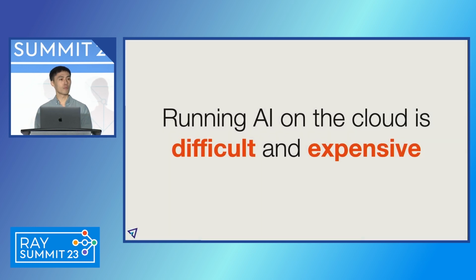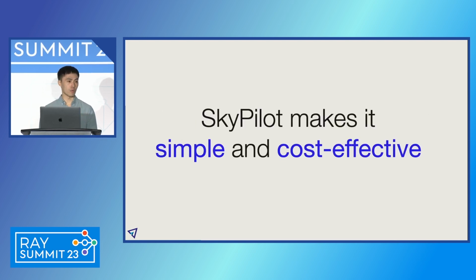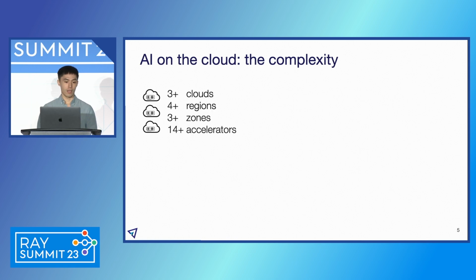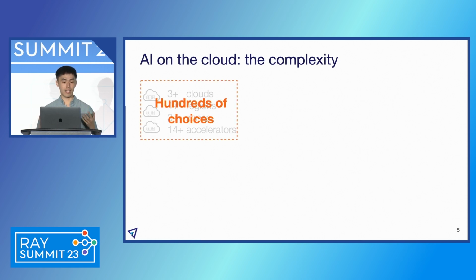So the core problem we are trying to solve is that running AI on the cloud is too difficult and expensive. Through building SkyPilot, we want to make it dramatically simpler and more cost-effective. Before we dive into the solutions, let's look at the problems a little bit more. So imagine we are an AI user trying to run jobs on the cloud. Well, the first thing we have to do is to pick among many clouds, regions, zones, and accelerators. And there are like hundreds, if not thousands, of choices to work through, which is a huge hurdle.